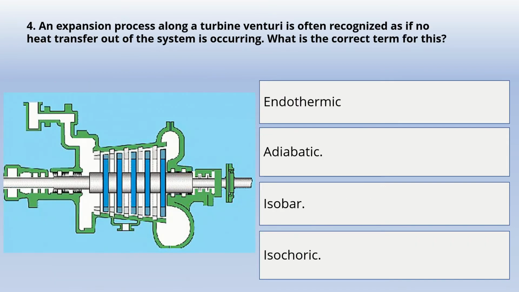Our next question is, an expansion process along a turbine venturi is often recognized as if no heat transfer out of the system is occurring. What is the correct term for this? And the options are endothermic, adiabatic, isobar, isochoric. And the correct option is adiabatic.